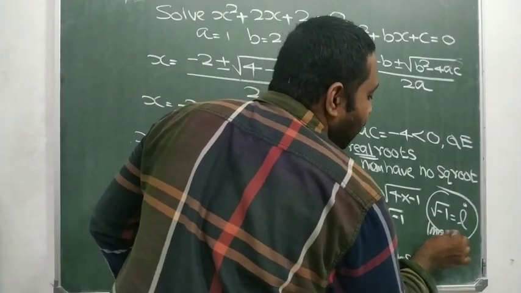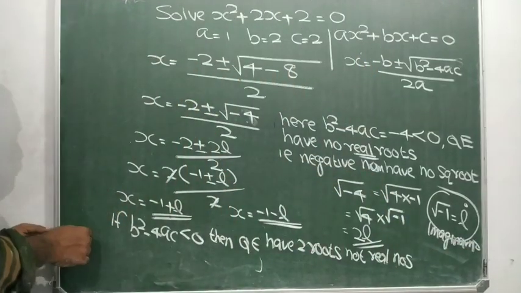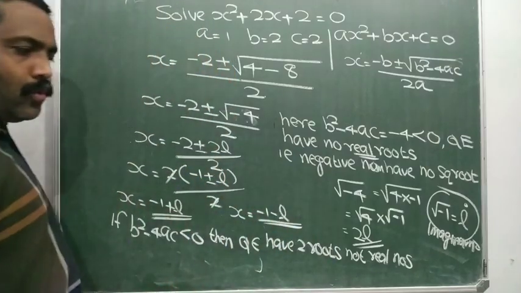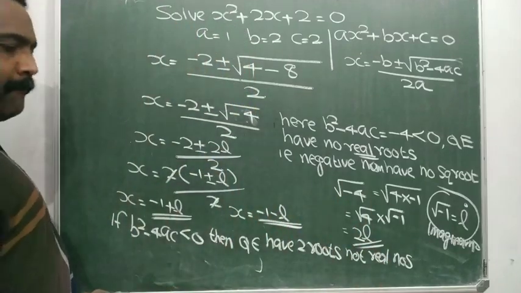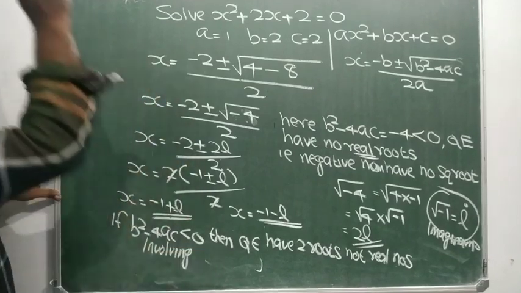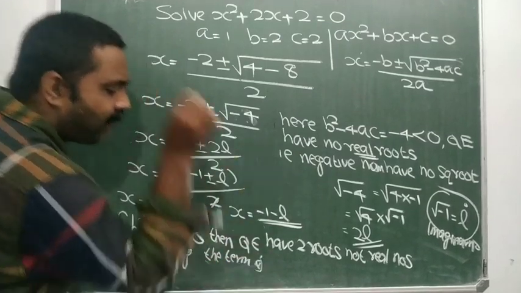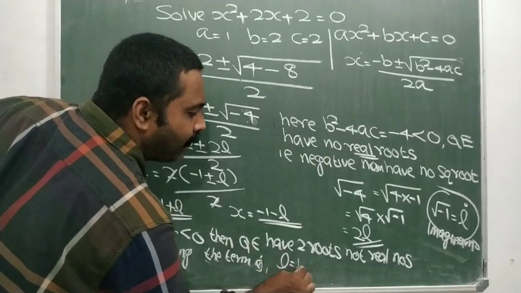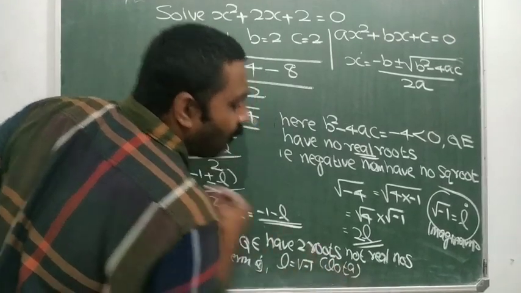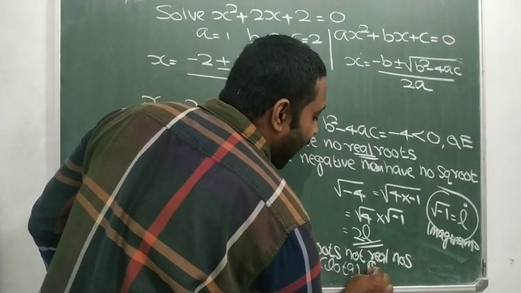Then while solving a quadratic equation, if b² - 4ac is less than 0, the quadratic equation has two roots, not real numbers, involving the term I. I is equal to √-1, the shortest form of iota. Iota is imaginary.